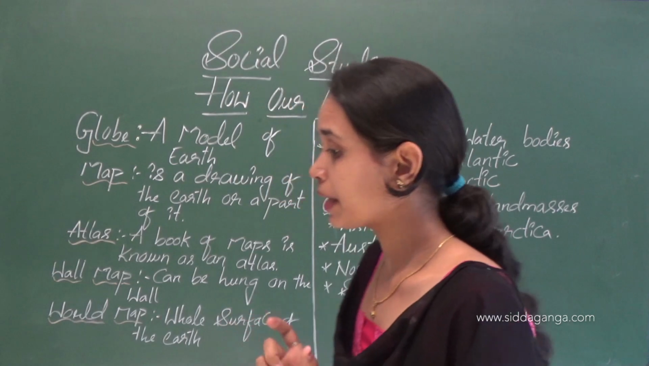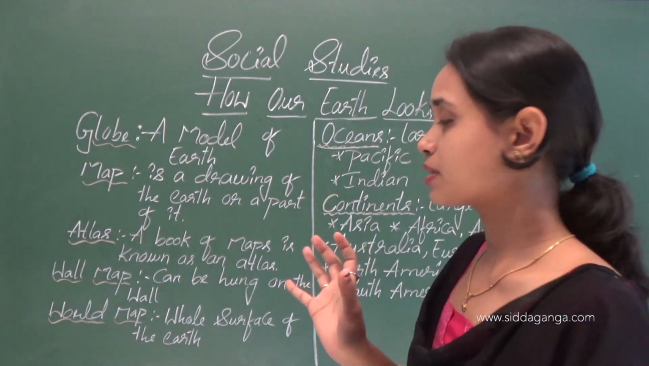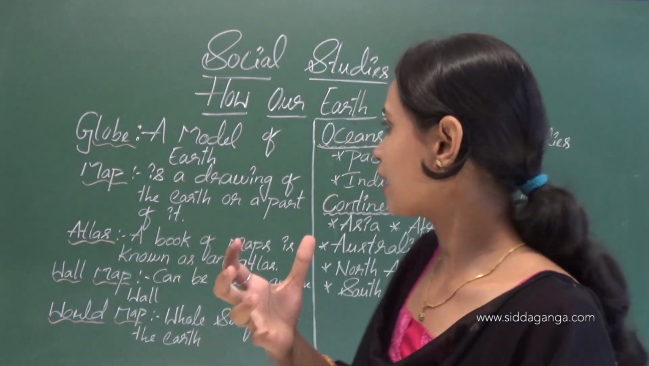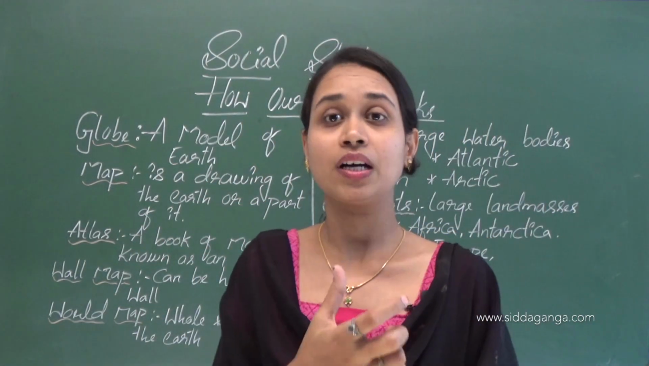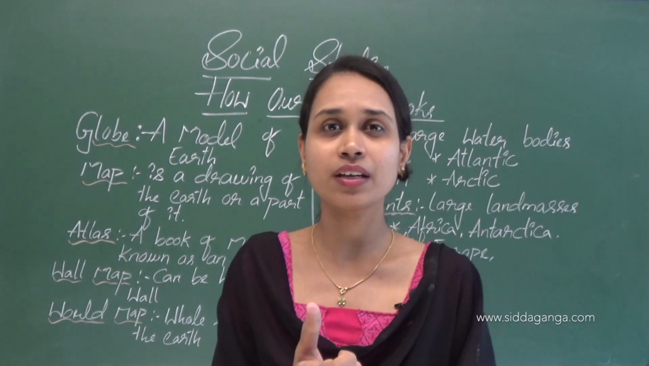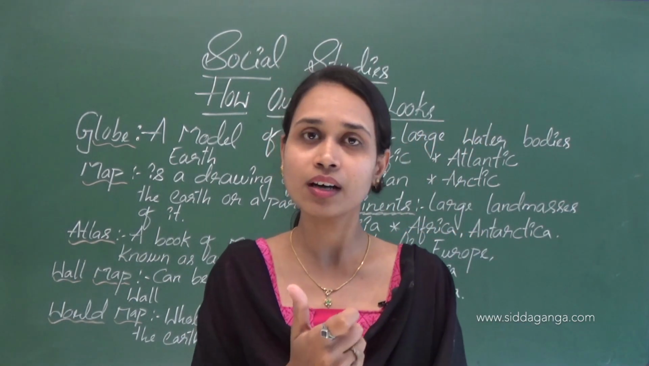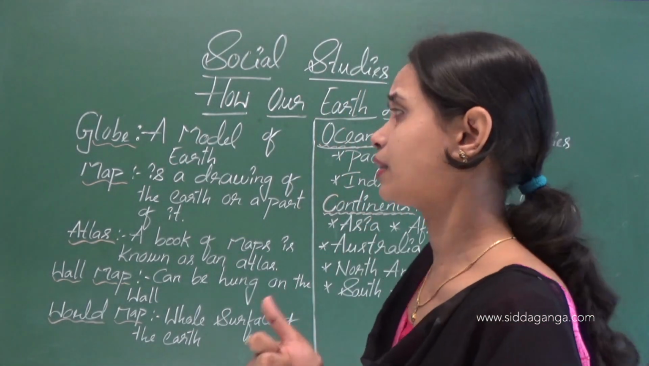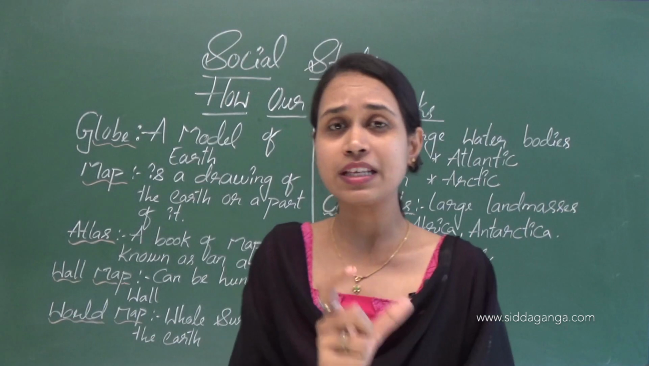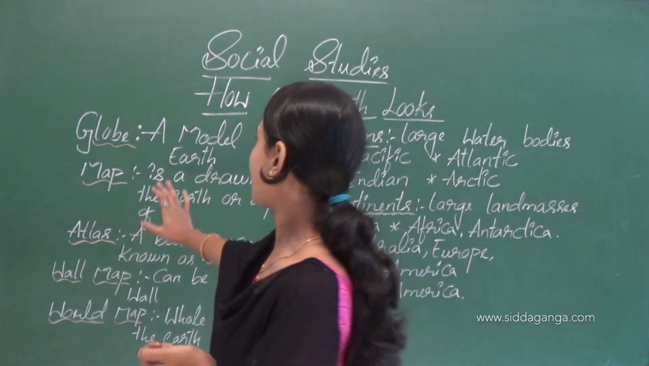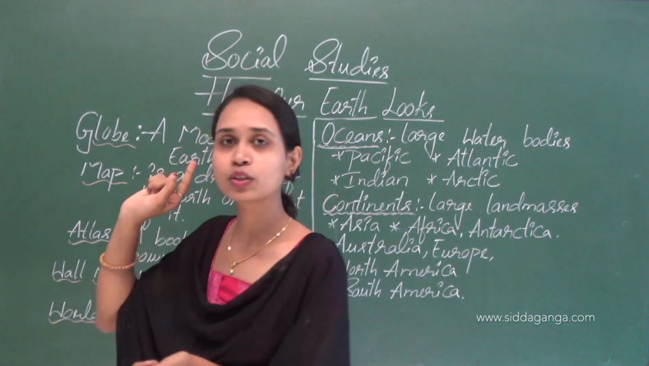So we make a model of Earth to study it. It makes it easy to study the Earth. This model of Earth is called a globe. A model of Earth is called a globe.